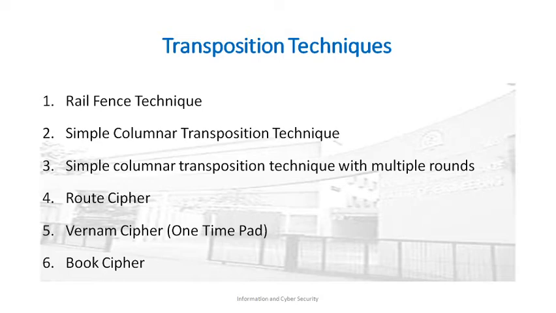There are a total of 6 transposition techniques. First one, Rail Fence technique. Second, simple columnar transposition technique. Third, simple columnar transposition technique with multiple rounds. Fourth, route cipher. Fifth, Vernam cipher. It is also called one-time pad. And sixth one, book cipher. Now we can see them one by one in detail.